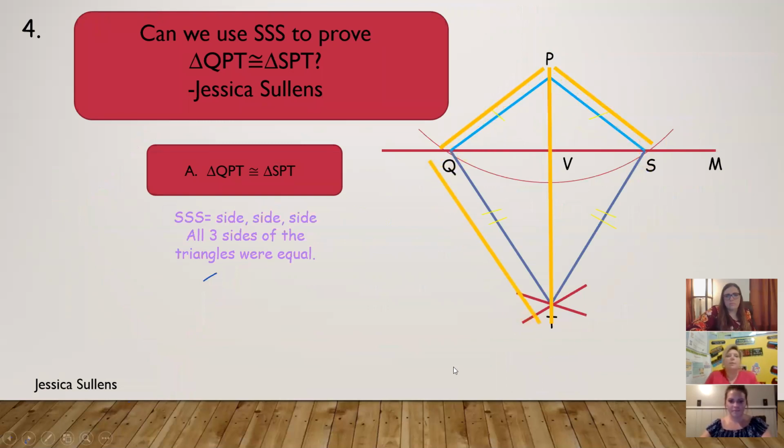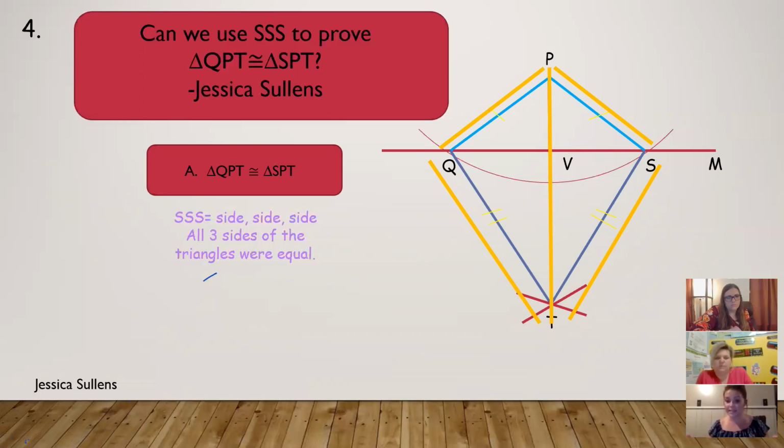All right, so Jess, can we use the SSS to prove? And you have your problem written out there? Yeah. All right. We can actually use the SSS, which is, like you said, side, side, side, to prove that triangle QPT is congruent to triangle SPT. So what we can do is look at QP, which right here is QP. And we can see over here that SP and QP are equal, and those are congruent.